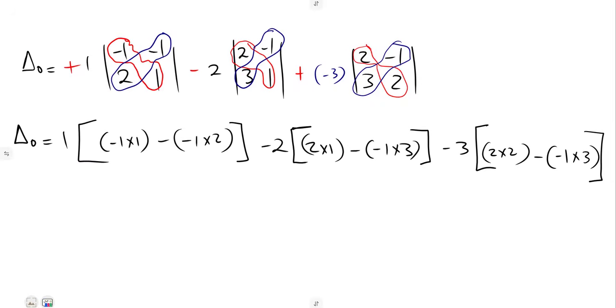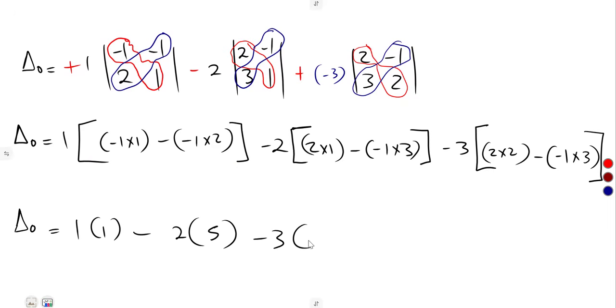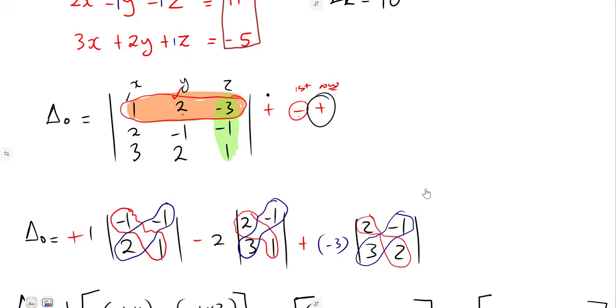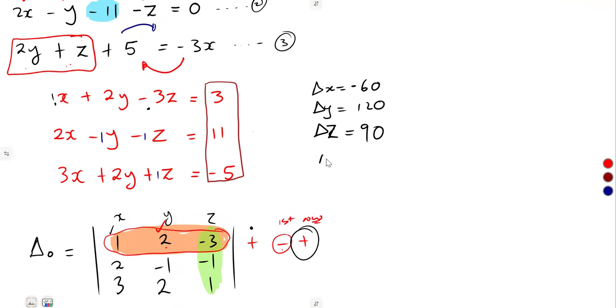Now you need to evaluate this whole part using the calculator. It's going to be 1 times 1 minus 2. Simplify this. It's going to be positive 5, minus 3 times this whole part, which gives us a 7. So our delta naught gives us negative 30 at the end. Just like that. A good repetition that you're going to have under exam.